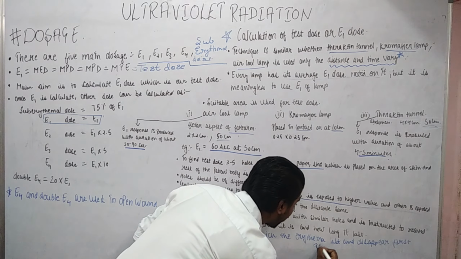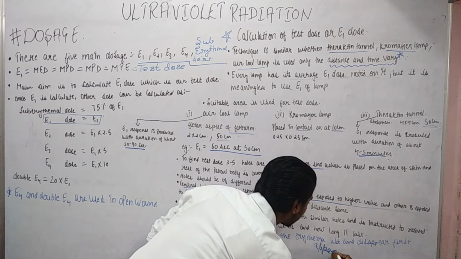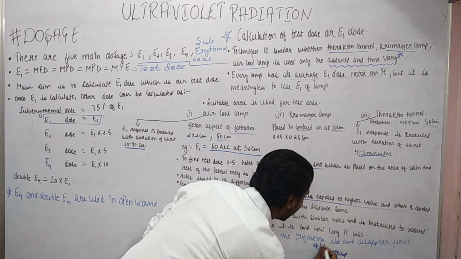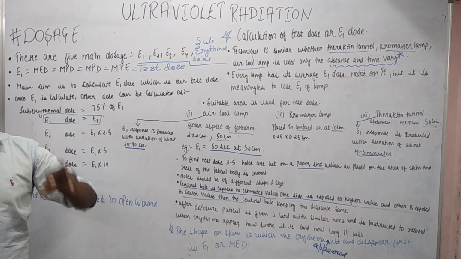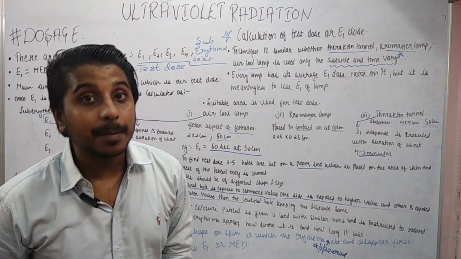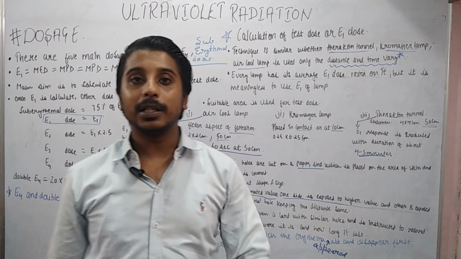The shape on the skin at which erythema appears at last and disappears at first is the minimal erythemal dose.